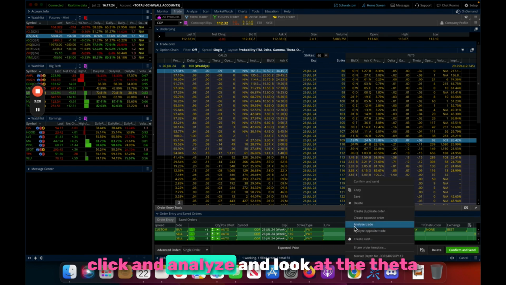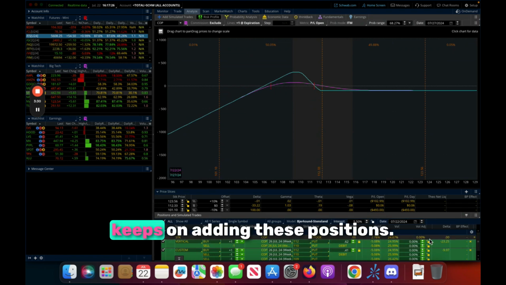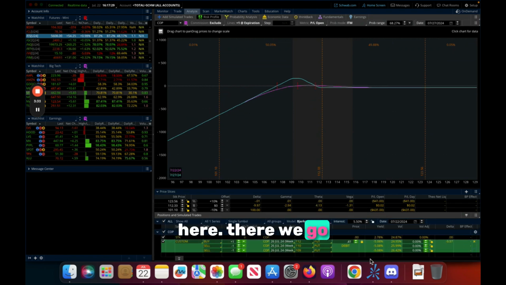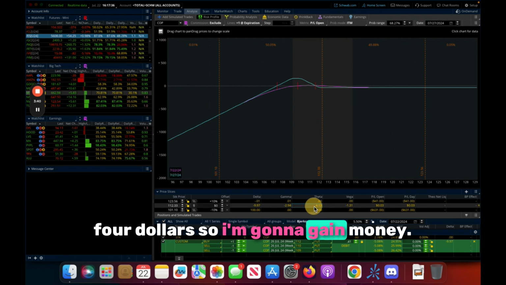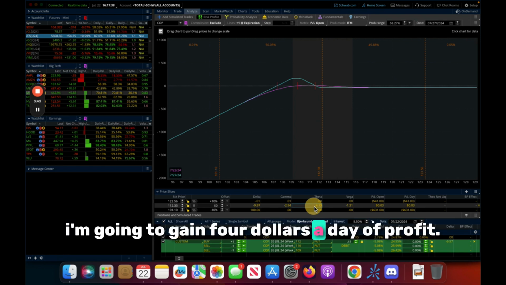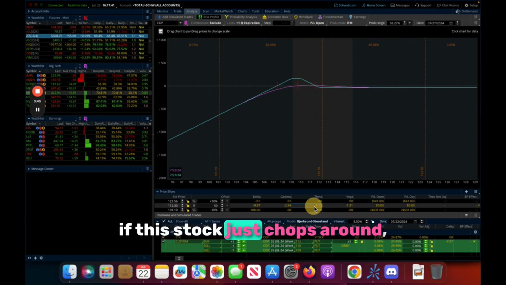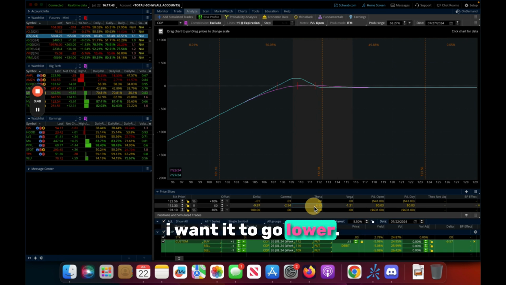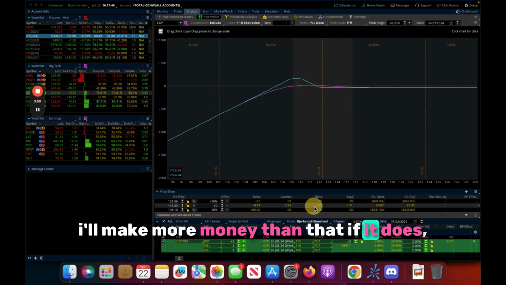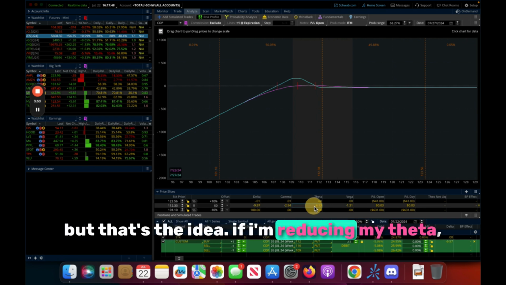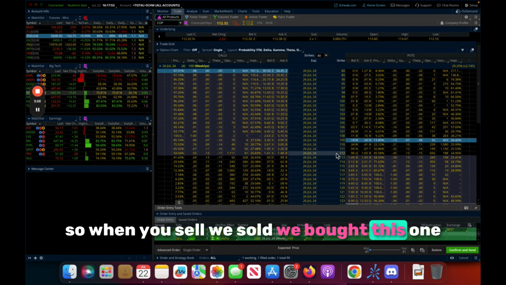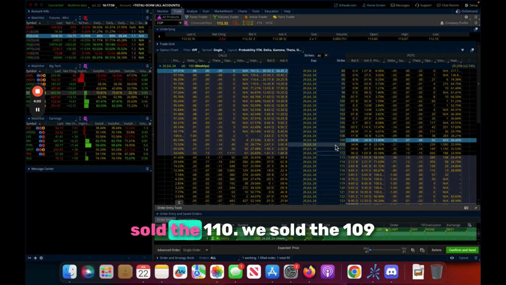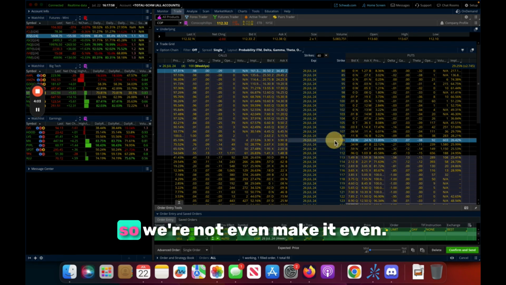Now let's right click and analyze and look at the theta. It keeps on adding these positions here. There we go. So you can see the theta now, it's positive theta. The theta is $4. So I'm going to gain money. I'm going to gain $4 a day of profit if this stock just chops around. It's a bearish trade. I want it to go lower. I'll make more money than that if it does, but that's the idea if I'm reducing my theta. So when you sell, we bought this 112 put, we sold the 110, we sold the 109. So now I need to make it even.